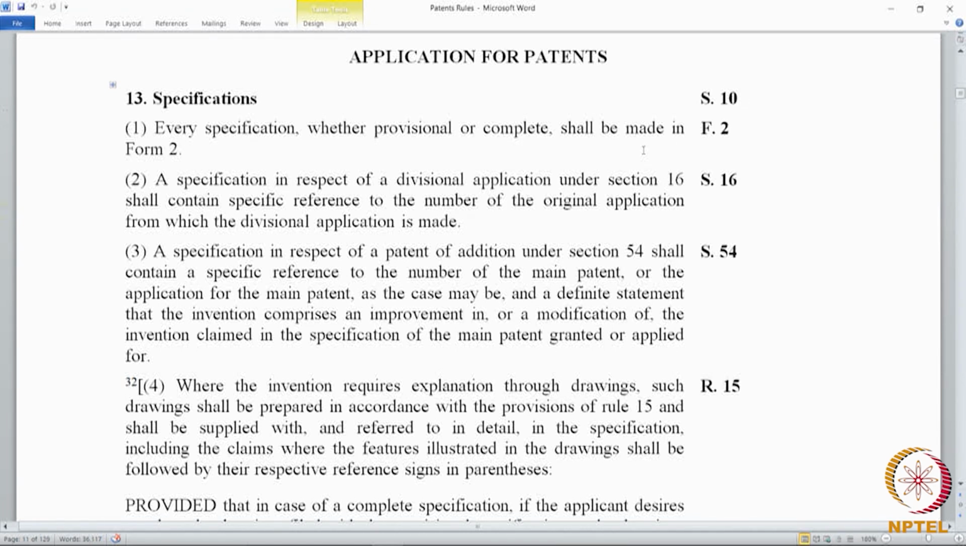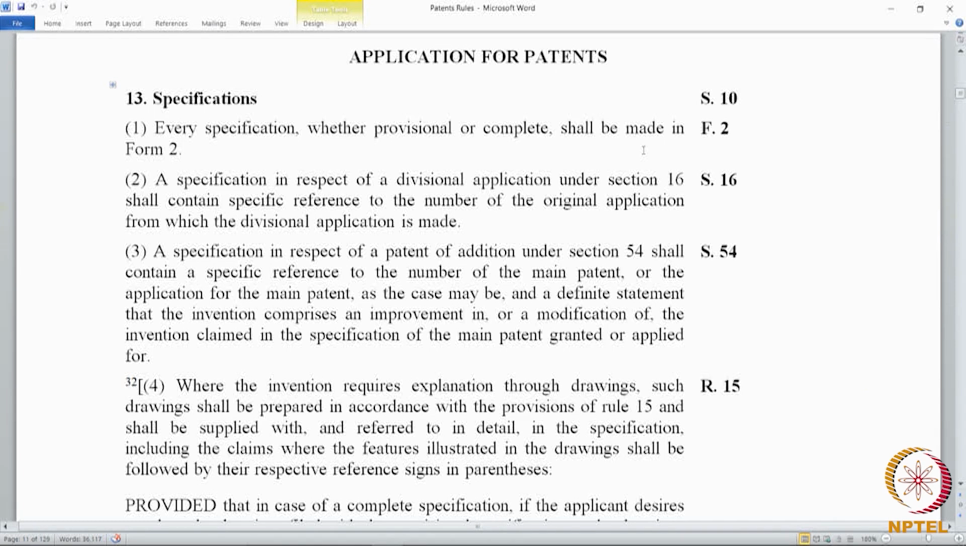Now, rule 13(3) tells us that if a patent of addition is made under section 54, it shall contain a specific reference to the number of the main patent or the application for the main patent. So, a patent of addition can be filed soon after the complete specification is filed or even after the complete specification gets granted. As long as the complete specification is filed, you could file a patent of addition, even after the patent gets granted.